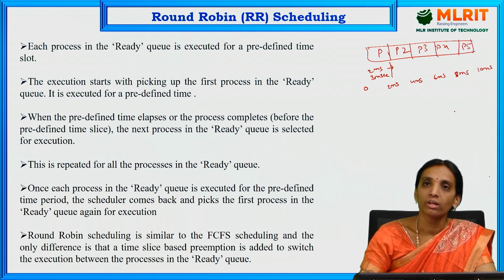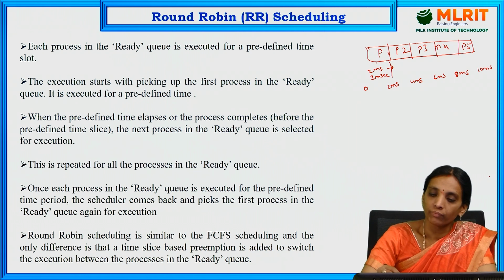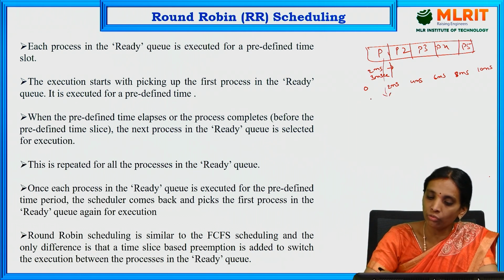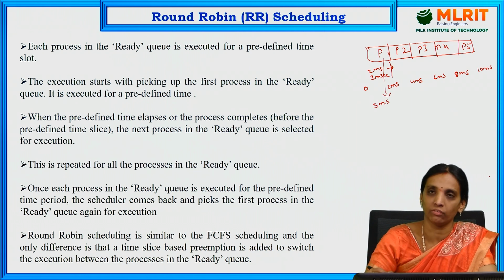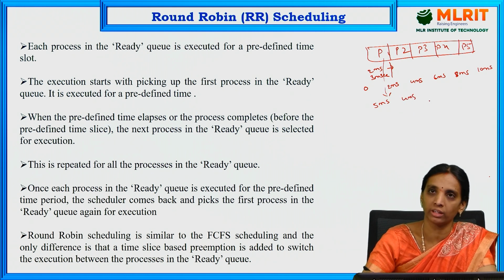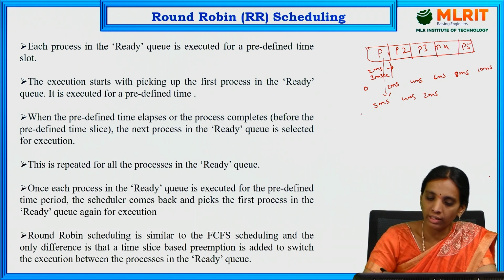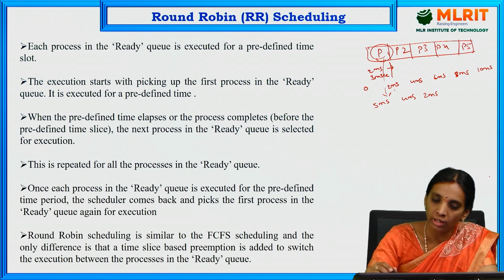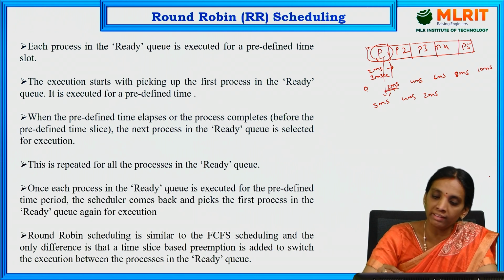If process P1 has an execution time of 5 milliseconds, P2 has an execution time of 4 milliseconds, and P3 has an execution time of 2 milliseconds, then from 0 to 2 milliseconds P1 is in the ready queue and goes for execution. After completion of its time interval, it is preempted.